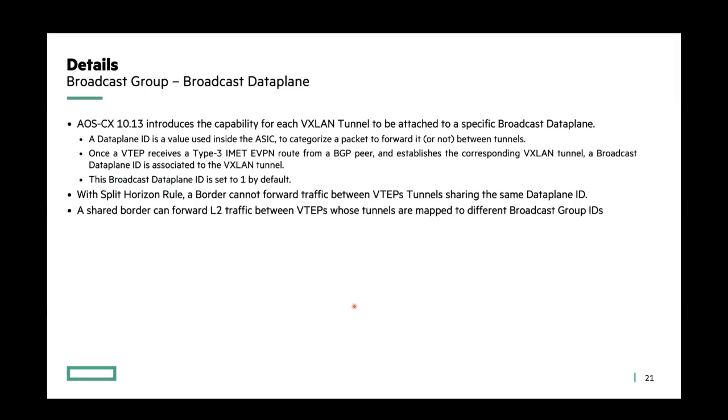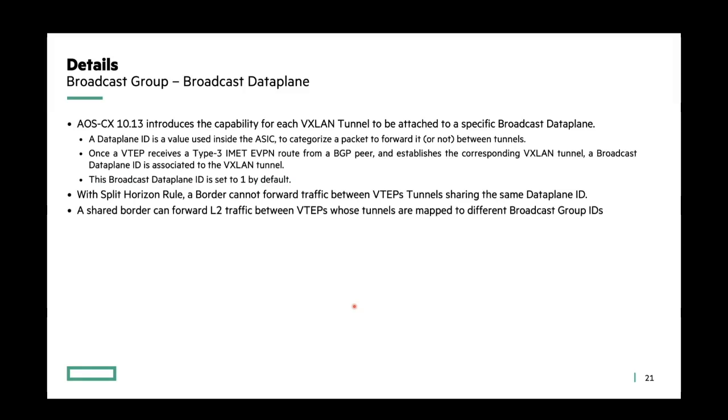This new behavior is the ability to automatically attach each VXLAN tunnel to a broadcast data plane at the border VTEP level. So what does it mean exactly? Once a VTEP receives an IMET route and creates the related VXLAN tunnel, CX will automatically attach it to a data plane, which is set to 1 by default. Just as a reminder, an IMET route is used by a VTEP to advertise the VNI it has configured, and so in which it is interested, which is necessary for the BUM traffic management.